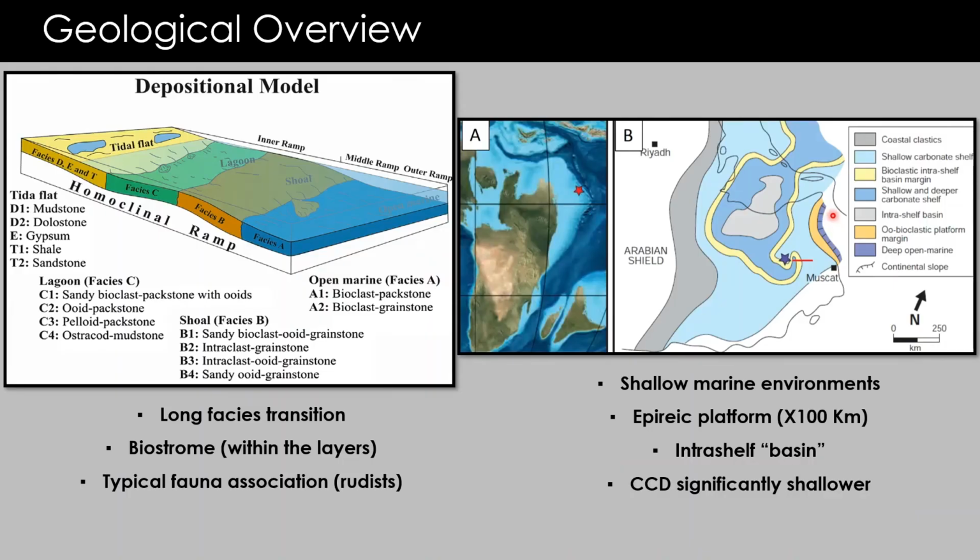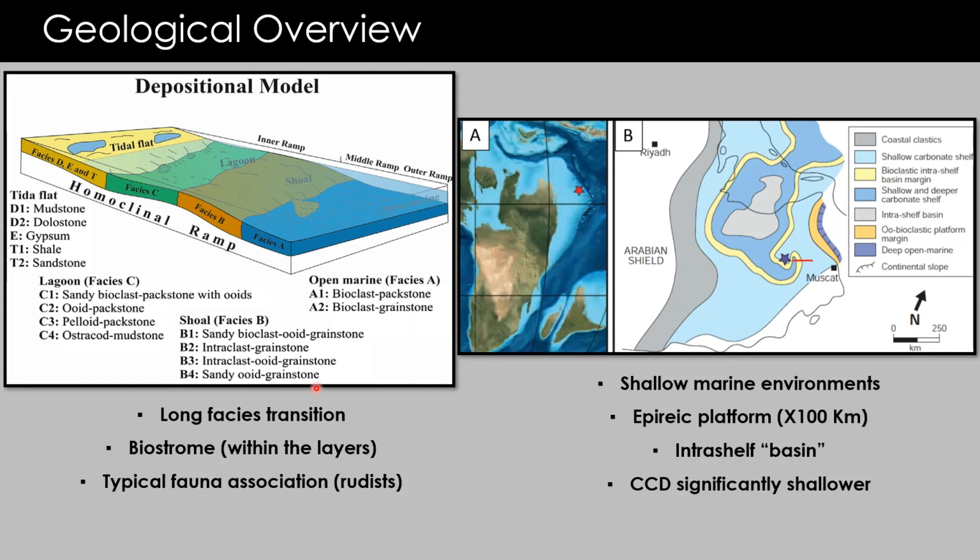In terms of the geological overview, I'll bring you to the UAE in the Middle East. The environment is characterized by very shallow marine, what we call epeiric platforms, which span hundreds of kilometers. You also have the presence of intra-shelf basins, much shallower in terms of depth, and the CCD as well. So the depth where the carbonates are dissolved was significantly shallower than today. Today it's around 3,000 meters. At that time it was probably 50 to 100 meters.